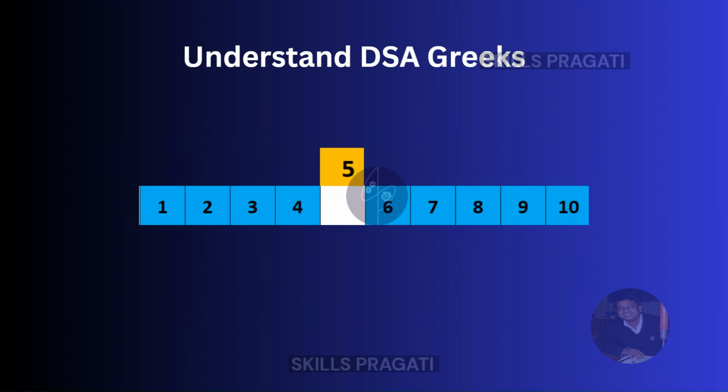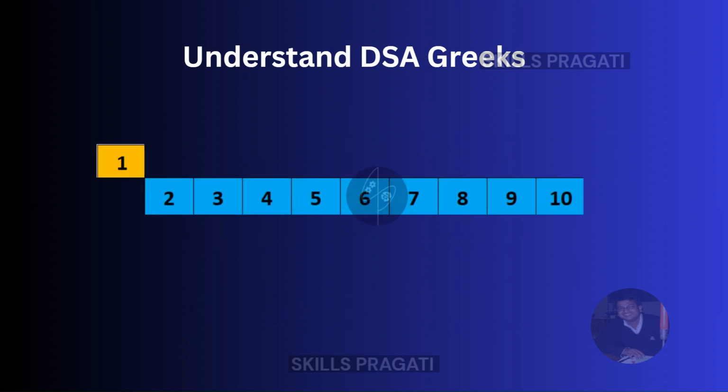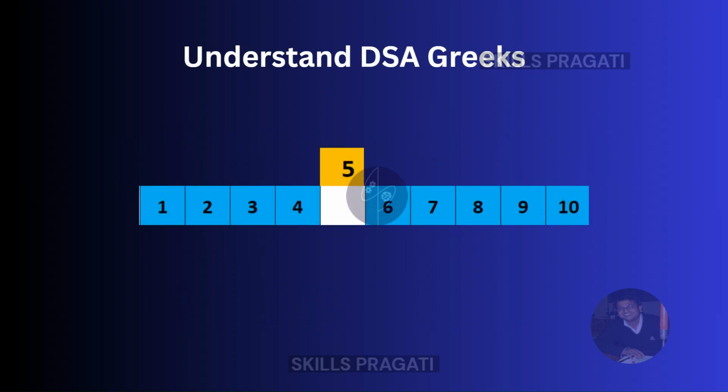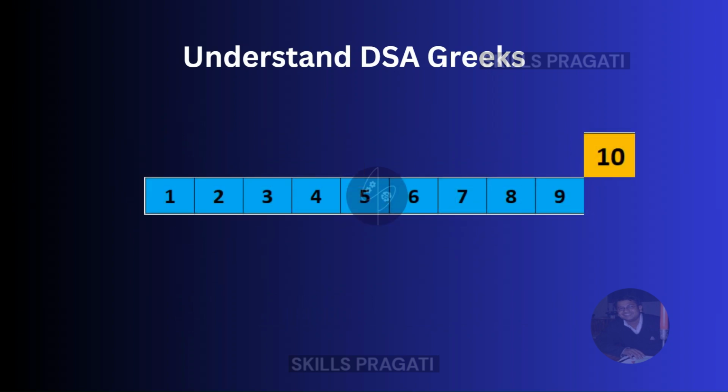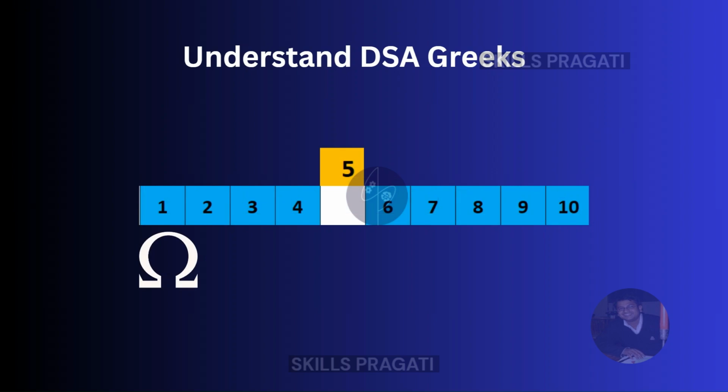So for this best case with the number 1, we use omega. For the average case, we use the Greek letter theta. And for our worst case, we use the Greek letter omicron, or O.